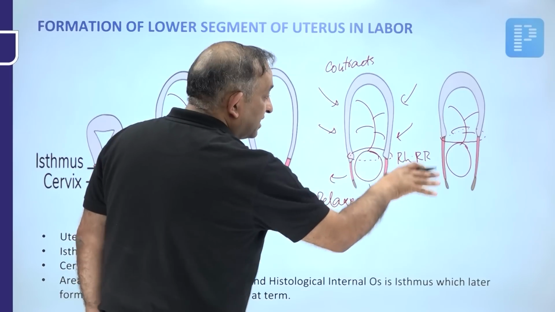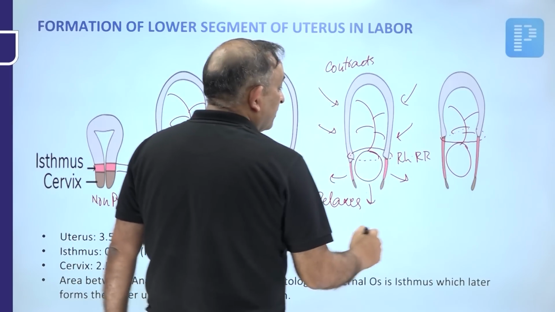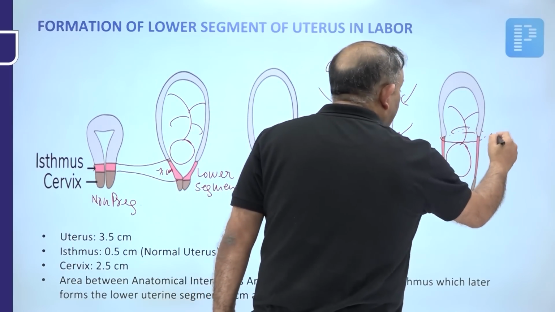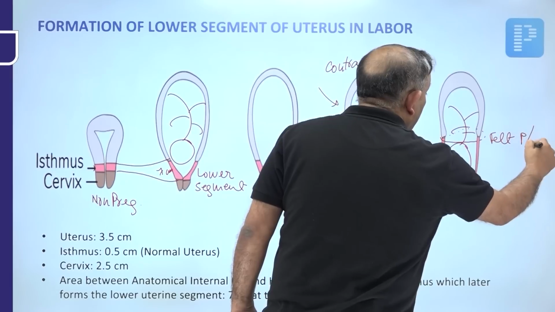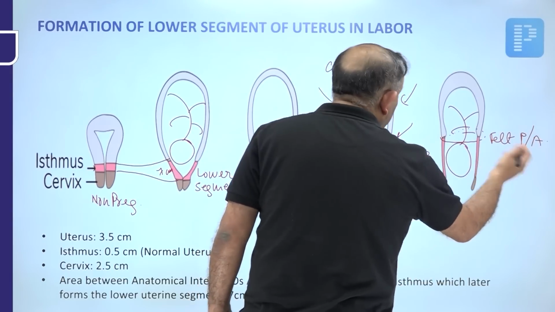It will not be straight. It will be a little oblique. All right. So yes, this can be felt. It can be felt per abdomen. All right. And also per vaginally.